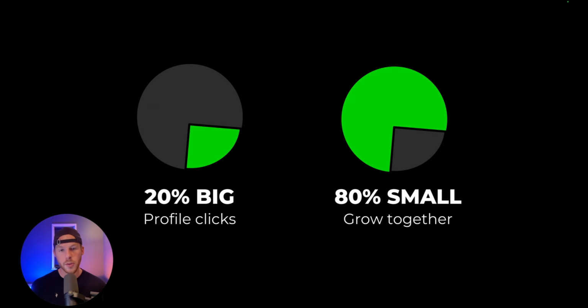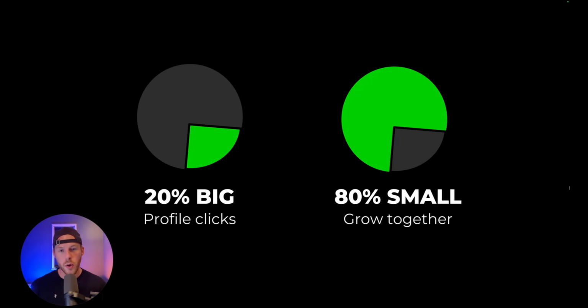The reason we leave comments on big creators is because they get a lot of impressions. So by leaving good comments on their posts, we can try to get some profile clicks on those comments, and that can result in followers. With these small creators, the goal is a little bit different because they don't get a lot of views. So we basically leave comments on them in order to help each other grow. So that's why I have 80% small creators, because it's more useful at the start.